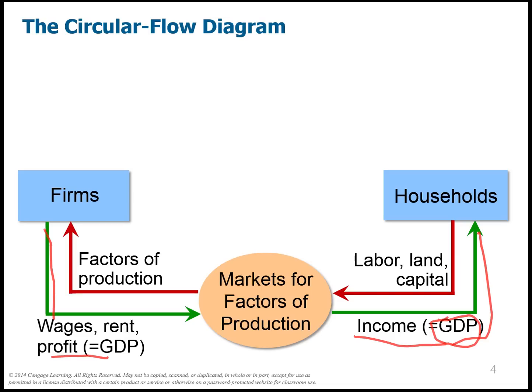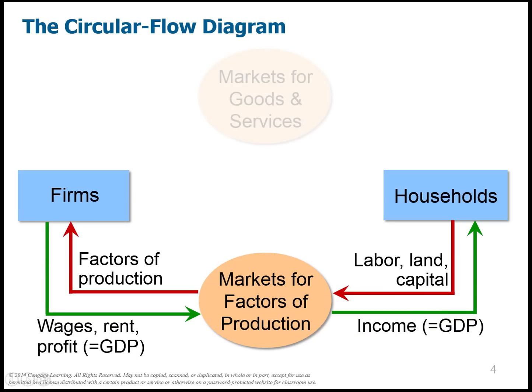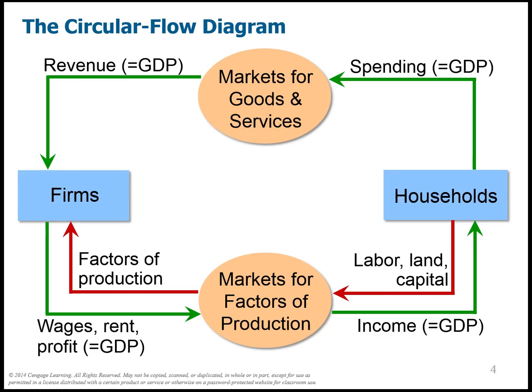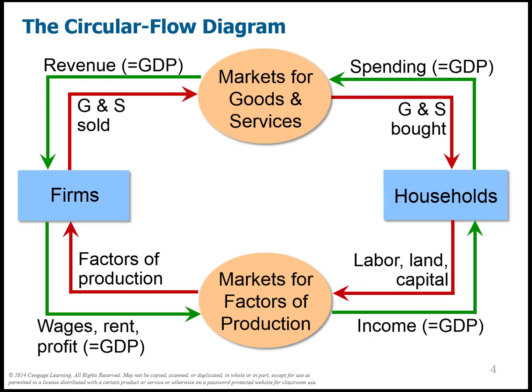Okay, so we're trying to get to how to measure GDP. This is a little foreshadowing of what we're perhaps going to do. Then there are the markets for goods and services, which is what we're actually trying to measure. How many goods and services can this economy produce? The households obviously spend on these goods and services, and the firms sell them to the households.